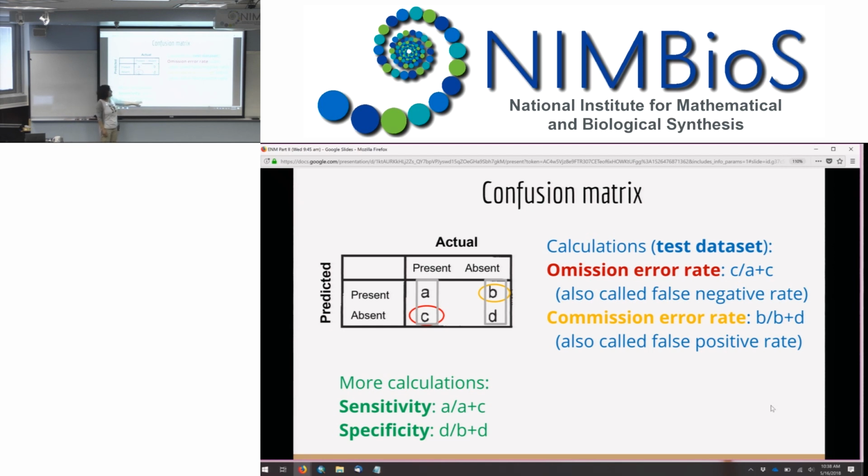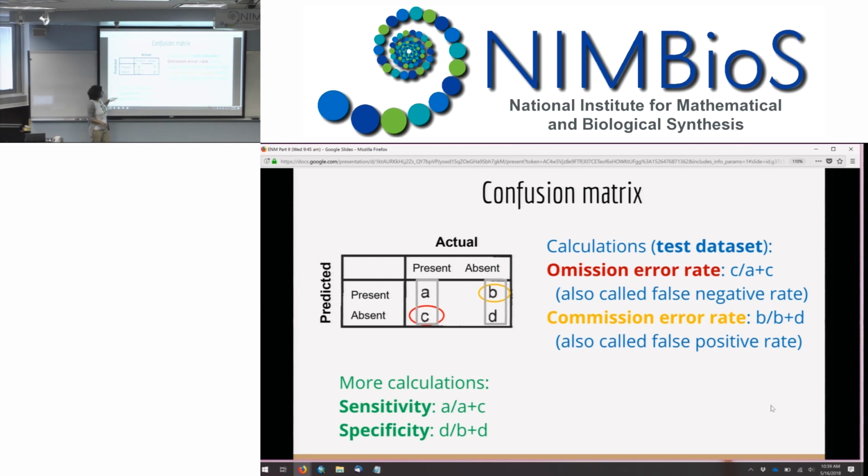Specificity is using the correctly predicted absent, this corner. It's using that number over all known, dividing that number by all known absences. So that's why we have B plus D, so the division is the sum over the sum of B plus D, which is all my known absences, but some were predicted absent, some were present, some were predicted absent. See, it's already confusing.